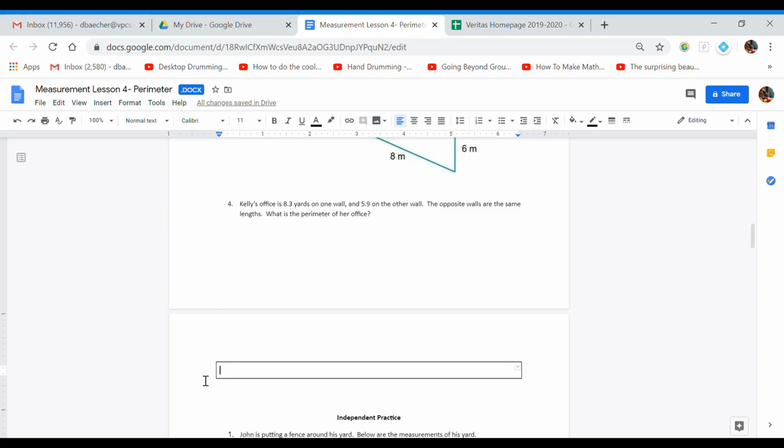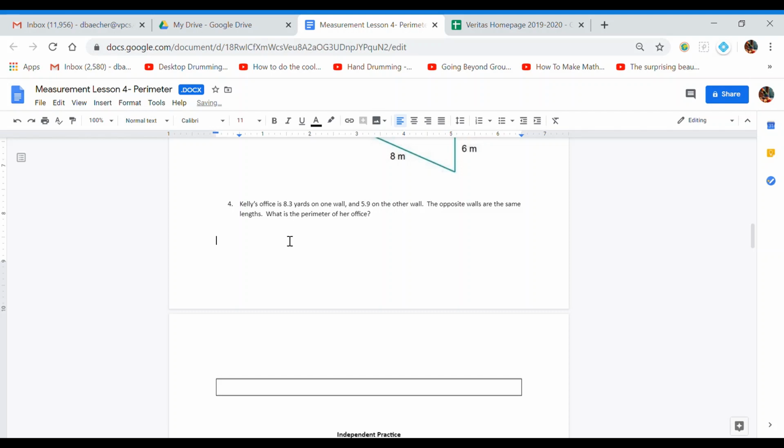So it's 8.3 on one side and 5.9 on the other, and then the opposite sides. This is one side, that's the opposite side. This side's opposite is this side, the one below it. So basically it means it's a rectangle. So we've got 8 3/10 and 5 9/10. It's the same thing we've done before. How are you going to find the perimeter? Take a second, solve it.